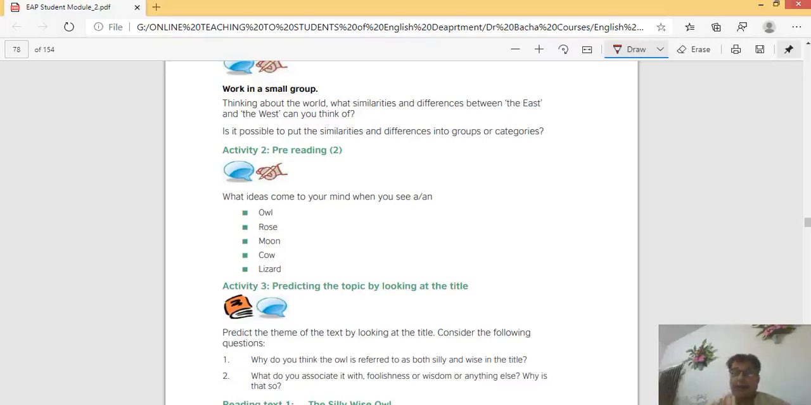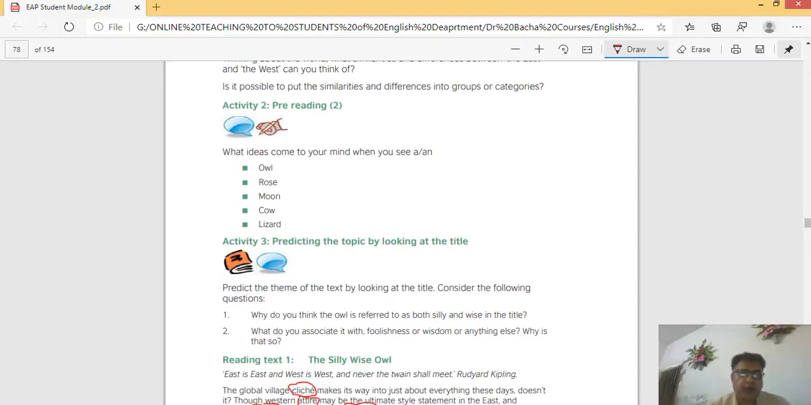share. But remember, you do not send me things directly. You must try to share with your CR. He will collect, and then he will send me a whole compressed email, right? We are going to talk about the similarity, so you have to think about it. Is it possible to put the similarities and differences in groups or categories, right?